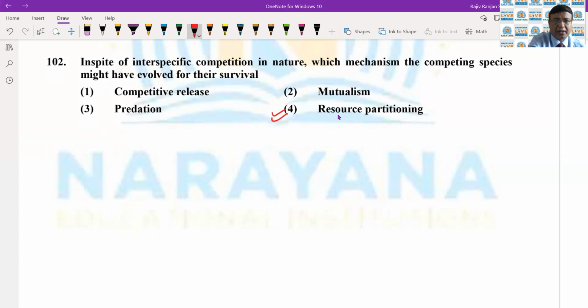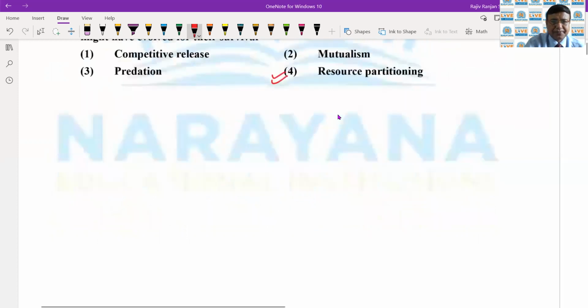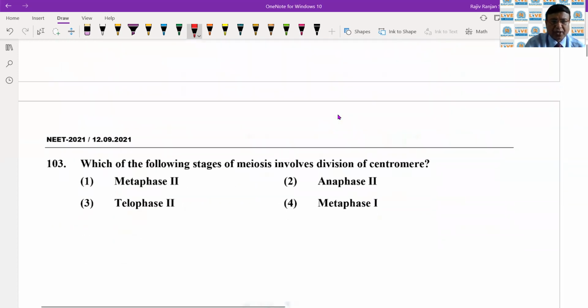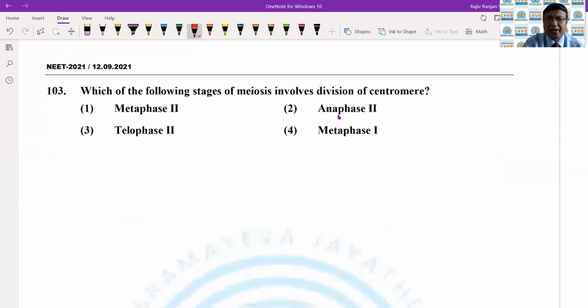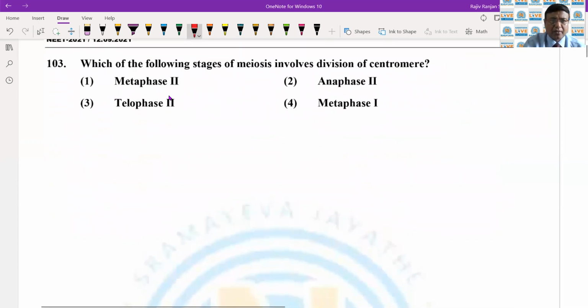So let's now see question number 103. Which of the following stages of meiosis involves division of centromere? 1. Metaphase 2, 2. Anaphase 2, 3. Telophase 2, and 4. Metaphase 1. So the correct option is 2, anaphase 2. Let's now see the scenario in anaphase 2.